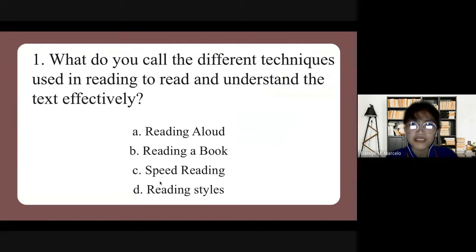What do you call the different techniques used in reading to read and understand a text effectively? A. Reading aloud. B. Reading a book. C. Speed reading. And D. Reading styles. Your 30 seconds starts now.